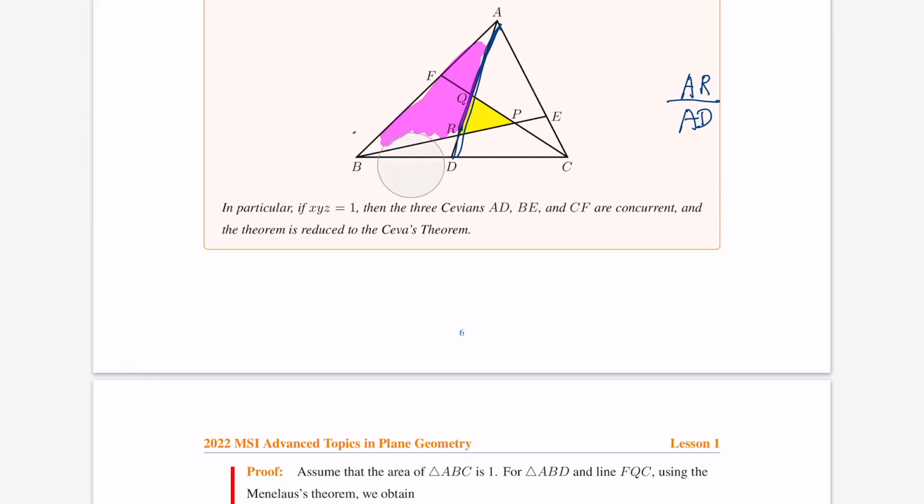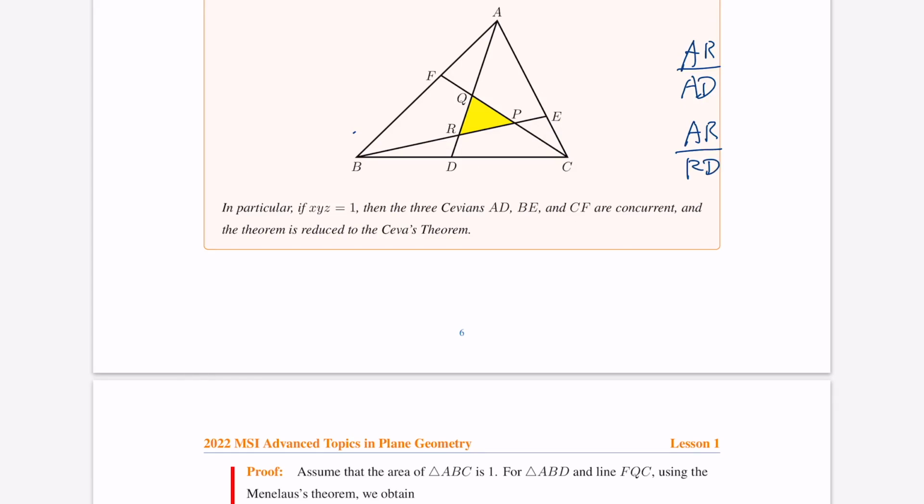Let me erase that. Right. AR over AD basically is DA over RA. So you want a triangle here, and you want a line going to the outside. Well, if you want to know AR over AD, you just need to know AR over RD. That will be a lot easier.